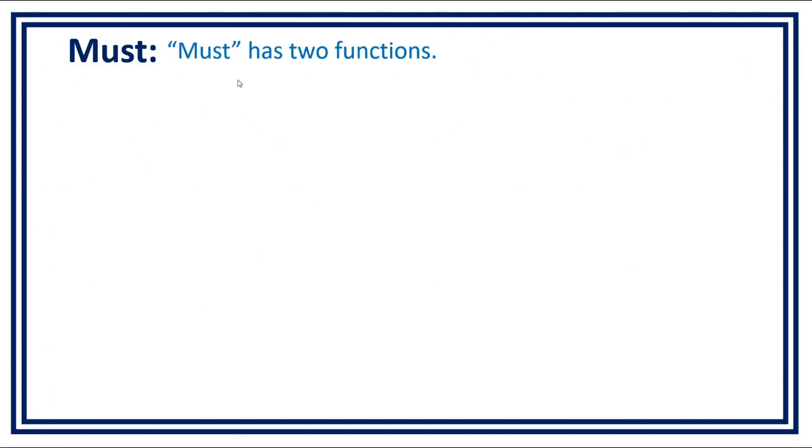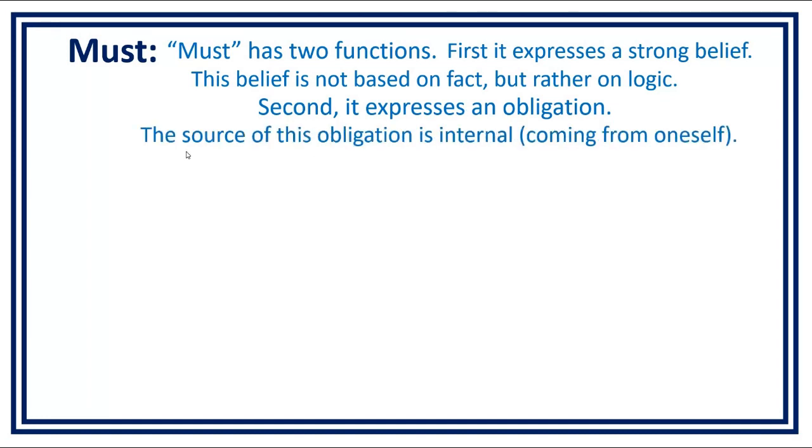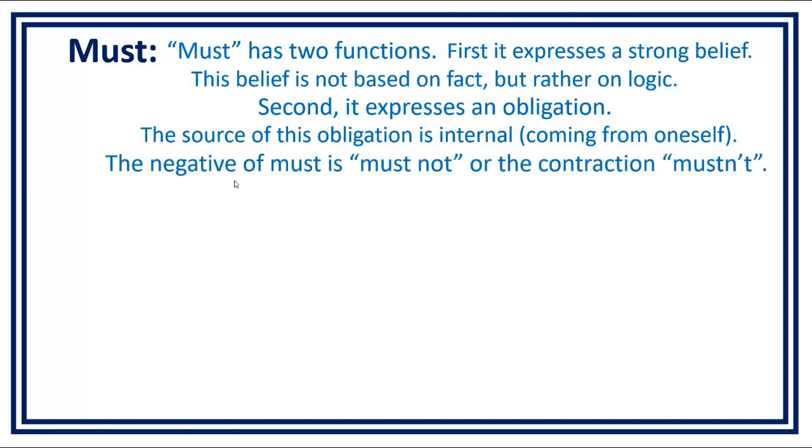Must. Must has two functions. First, it expresses a strong belief. This belief is not based on fact, but rather on logic. Second, it expresses an obligation. The source of this obligation is internal, coming from oneself. The negative of must is must not, or the contraction mustn't.